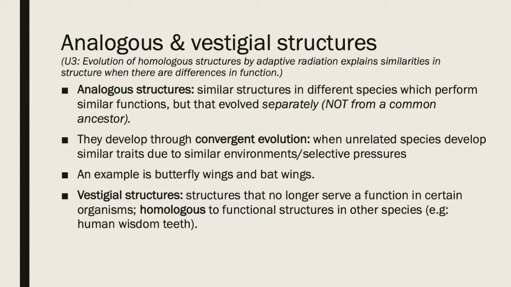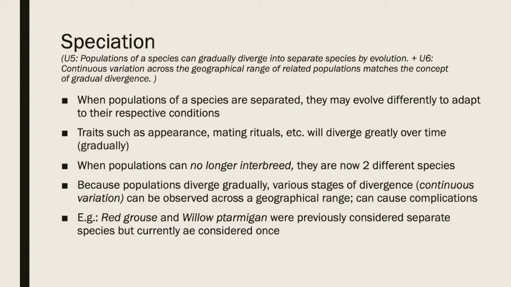So these are homologous to functional structures in those species. Let's look at speciation. This is kind of similar to the previous concepts that we looked at of homologous, analogous, and adaptive radiation or convergent evolution. So how exactly do species evolve into different species and produce new species? This process is called speciation.